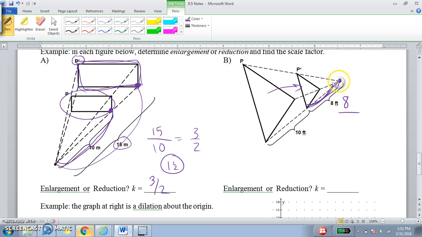And then the distance from the center to the corresponding point on the pre-image. So that would be this point right here. If we went to this point, then we have to go to this point. It gives us the distance between the image and the pre-image, but we want from the center all the way to this point. So we have to add these two numbers together and get 18. So 8 over 18 gives us 4/9. That's what it reduces to. So this would be our scale factor.